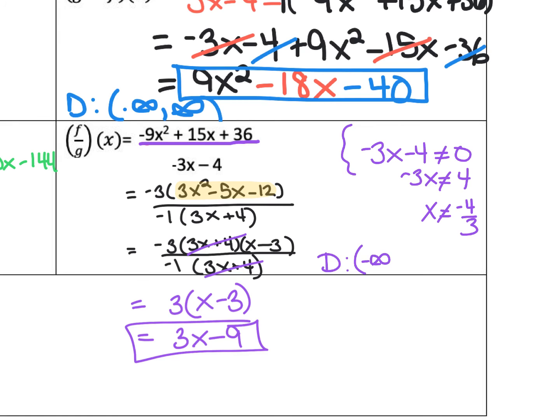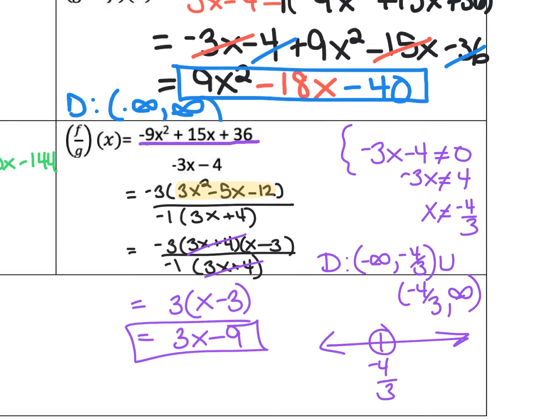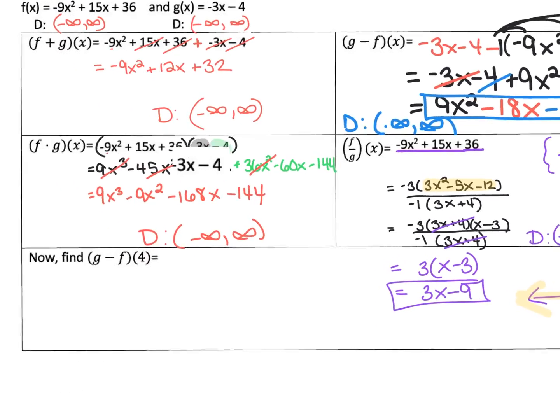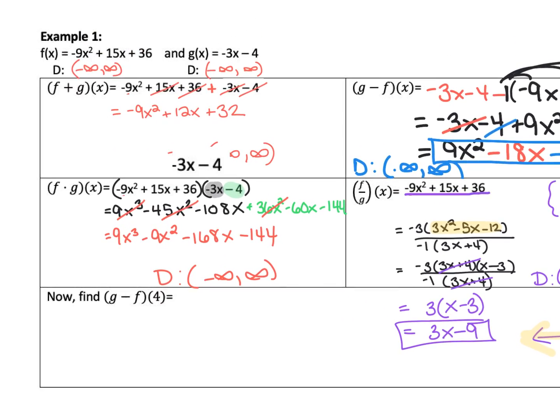So how do we write that? It would be negative infinity to negative 4/3 with parentheses, meaning it never touches, union negative 4/3 to positive infinity. What that means on the number line is it includes absolutely everything as a possible value with the exception of negative 4/3. All right, last thing that we're going to do here, let me zoom back out.